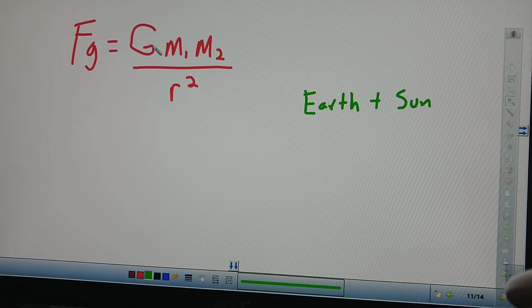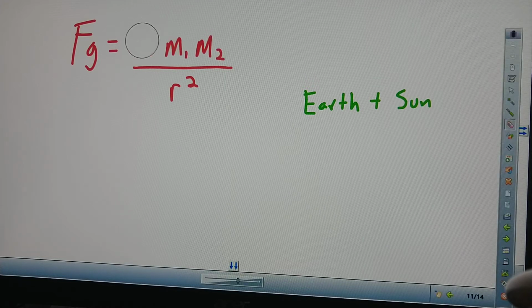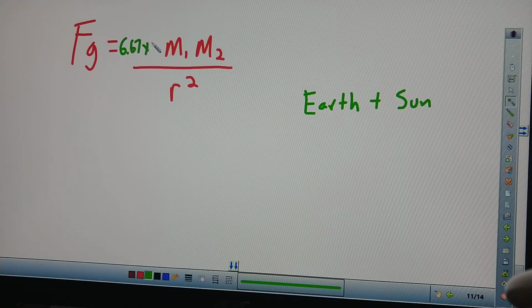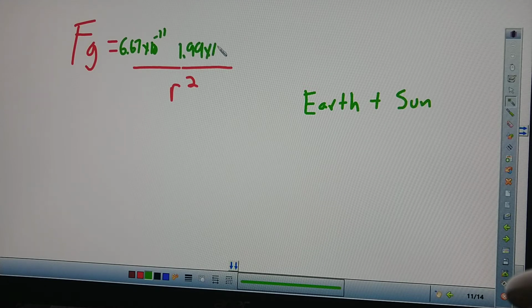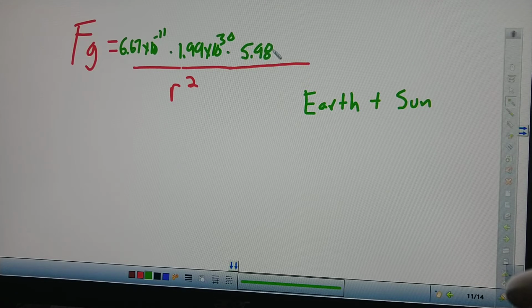Force of gravity is equal to G. Now we know that this letter G stands for, every time, 6.67 times 10 to the negative 11th. Now we need to know the mass of the sun. All right, the mass of the sun is 1.99 times 10 to the 30th kilograms. I'm going to give you a chart. Don't worry, you don't have to memorize that. And then the mass of the Earth, you may remember from yesterday's lesson, is 5.98 times 10 to the 24th kilograms. Now, let's find the distance between these two.